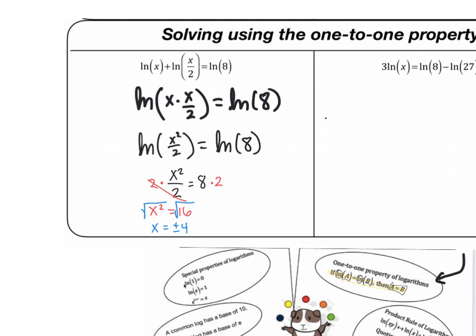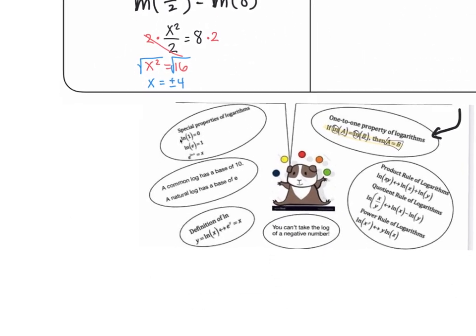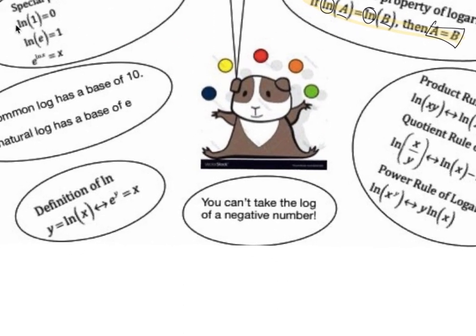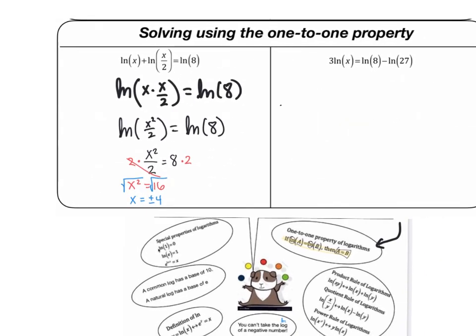At this point, we need to check our solution. When we're solving natural log equations or log equations in general, we want to make sure that when we plug things in, we cannot take the log of a negative number. And when I say log, that counts for the natural log as well. So which one of these is going to work? Let me put these in two places here.